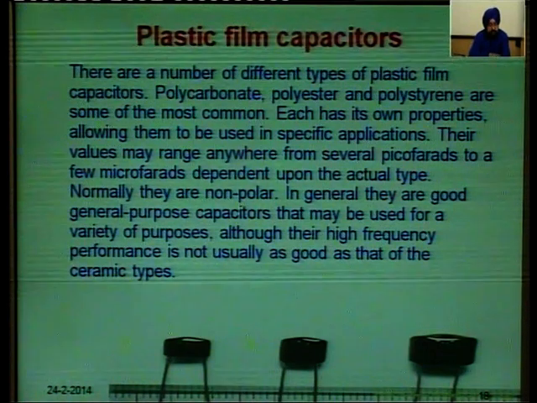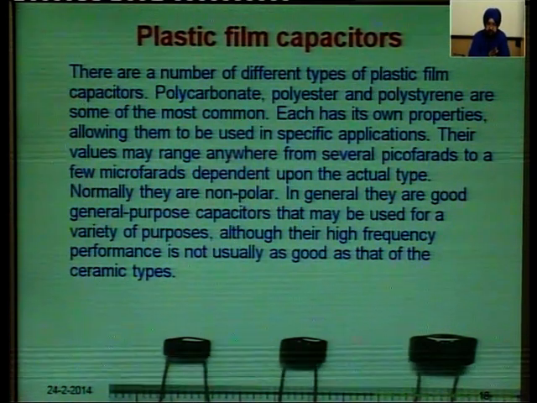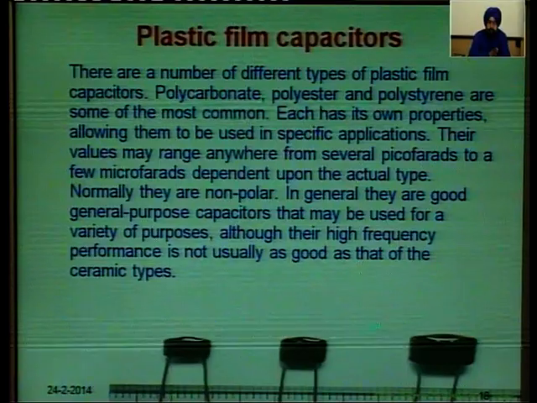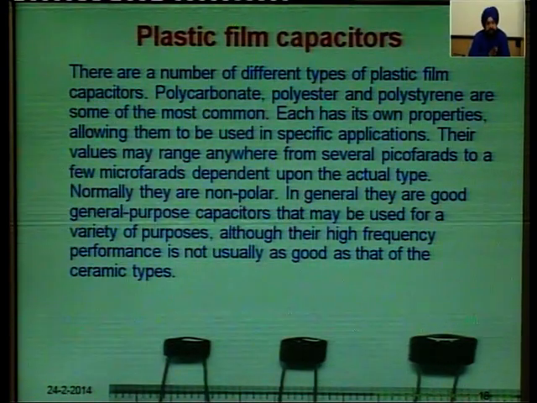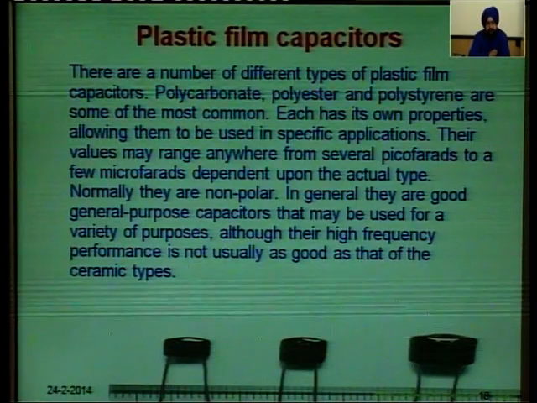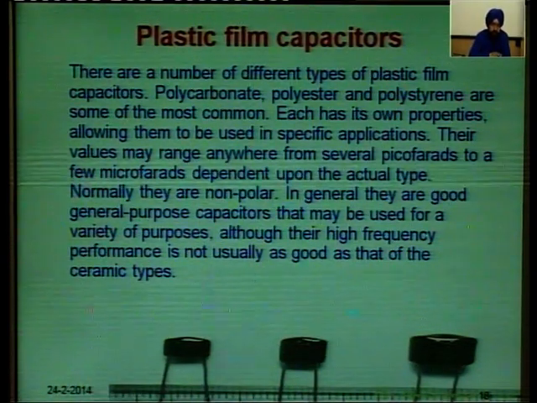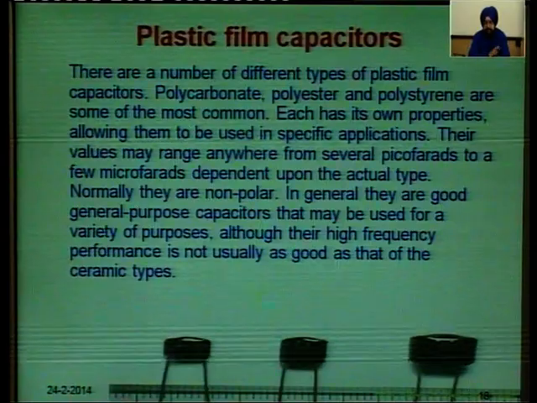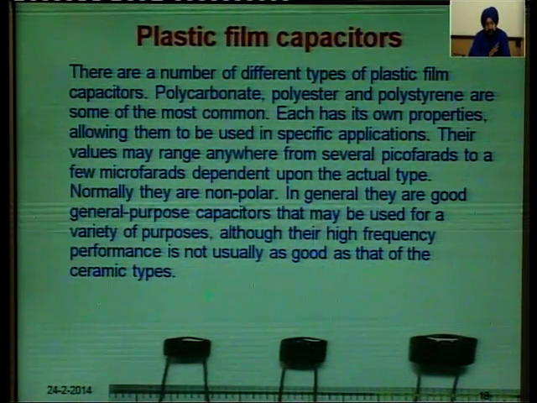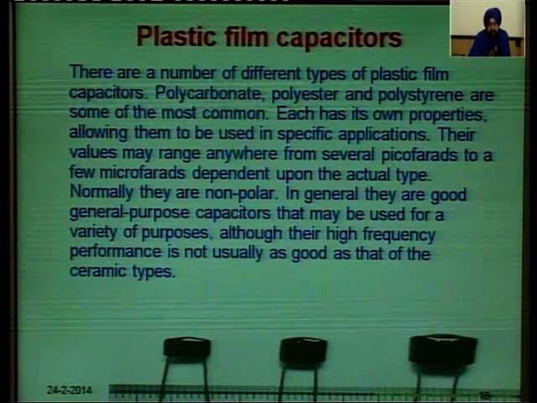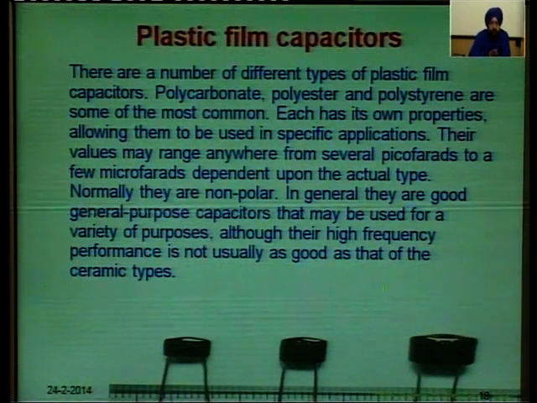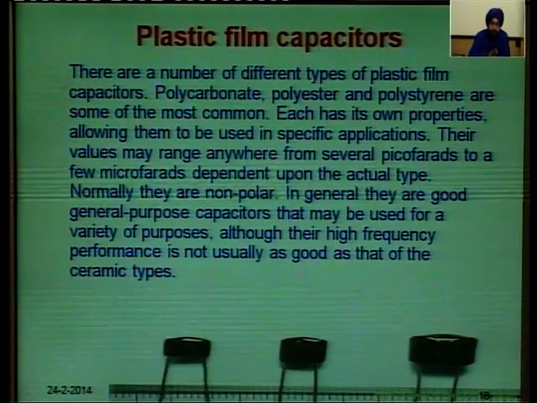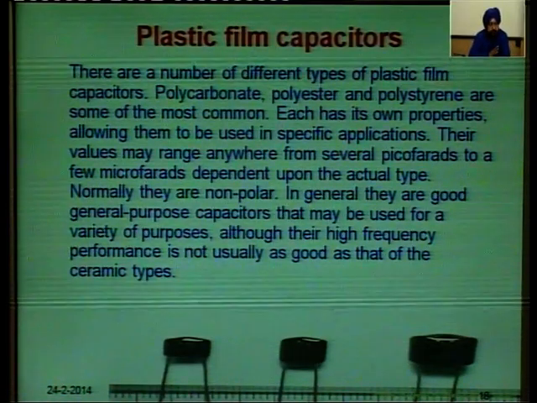Then there are plastic film capacitors. Again, all these capacitors are named after the type of dielectric between the plates of the capacitor. So, there are a number of different types of plastic film capacitors. What type of plastic is being used? It may be polycarbonate, polyester, or polystyrene. These are some of the common ones. Each kind of plastic has its own properties which allow it to be used in specific applications. The value of these capacitors can range from several picofarads to a few microfarads.